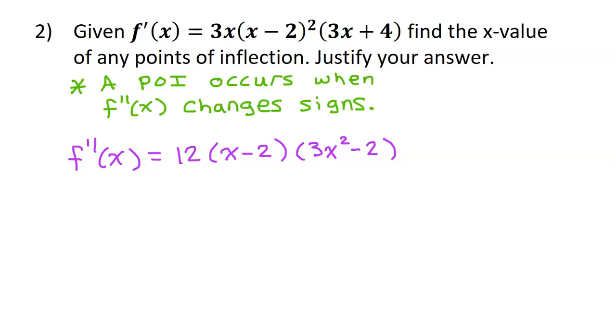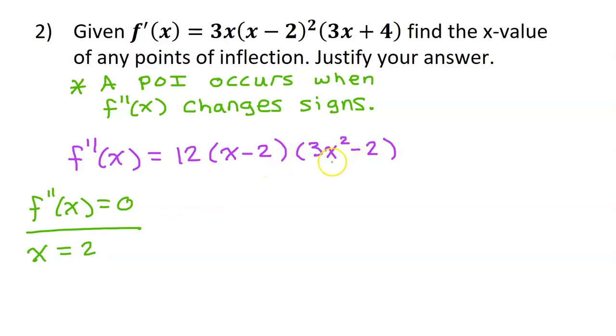But here's the key. A point of inflection occurs when f double prime changes signs. For that reason, we need to make a sign chart so we can analyze where the sign changes. In order to make a sign chart, we need to record the values of x that will cause f double prime to equal 0. So let's see, where will f double prime equal 0? In factored form like this, it's easy to see that f double prime will equal 0 at x equals 2.